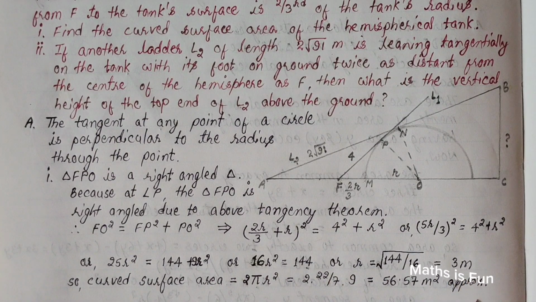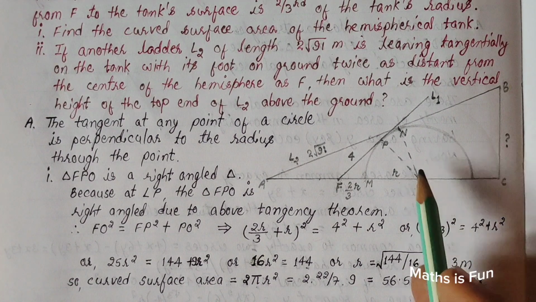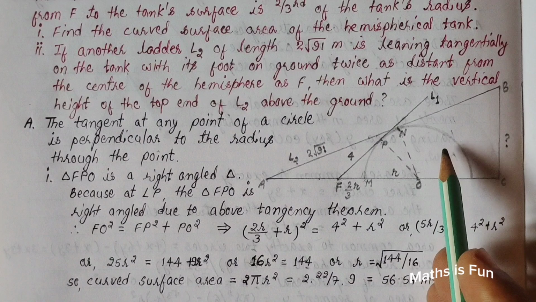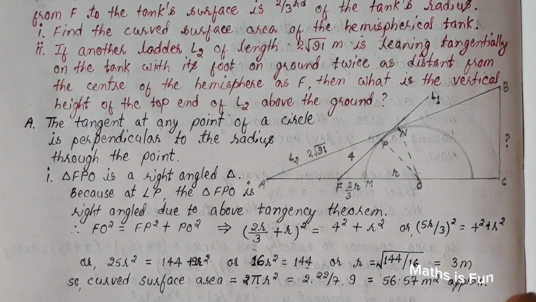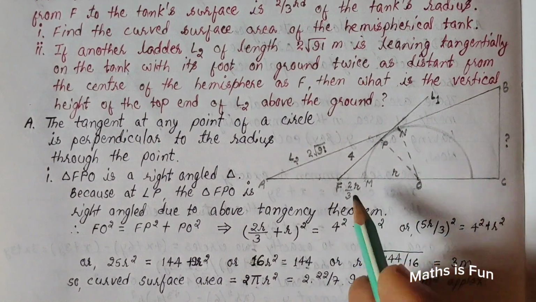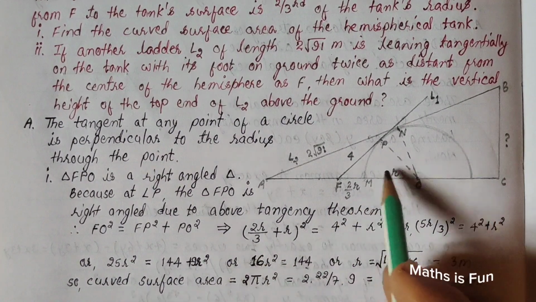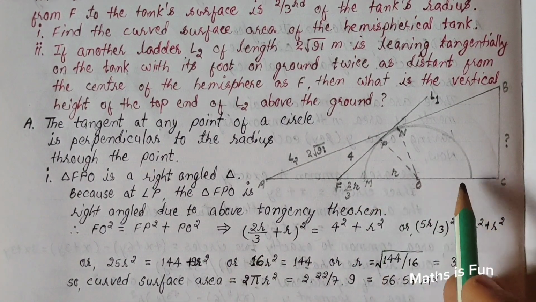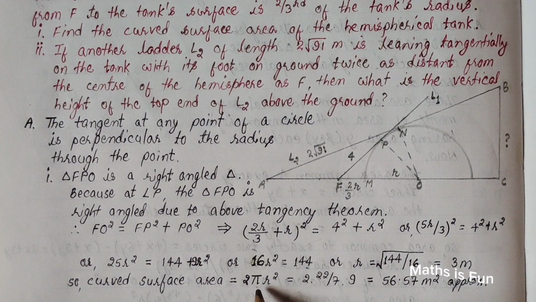So friends, if we have a sphere, then the curved surface area will be 4 pi r square. If we have a hemisphere with base and we need to find out the surface area of the full hemisphere, then it is 3 pi r square. That means base plus the curved surface area, but here they are asking only the curved surface area. That means without base. So the formula is 2 pi r square.